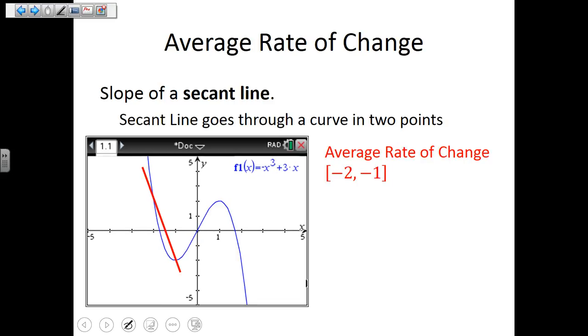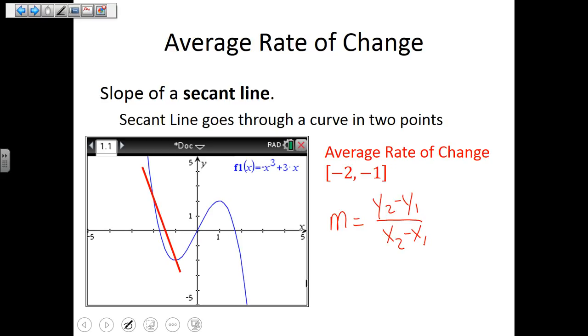Now specifically what I did is I drew this in for the points -2 to -1. So this is a range, excuse me, this is a domain. This is from x equals -2 to x equals -1. And it's just a slope calculation. If you remember your slope calculations from algebra, slope is equal to y2 minus y1 over x2 minus x1. Now that doesn't change. That slope calculation is never going to change. What changes is how we find it.